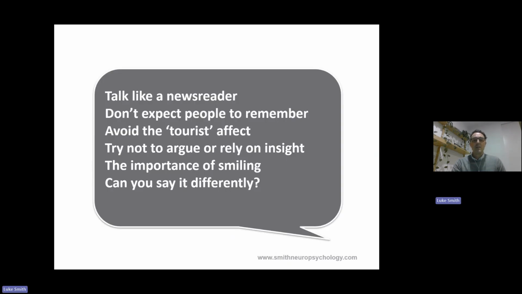Dementia-friendly communication is really important, and there's lots of different strategies we can use. I have generally found these to be the most effective. I'm also going to use language here, hopefully, that allows you to remember them. The first is talk like a newsreader.